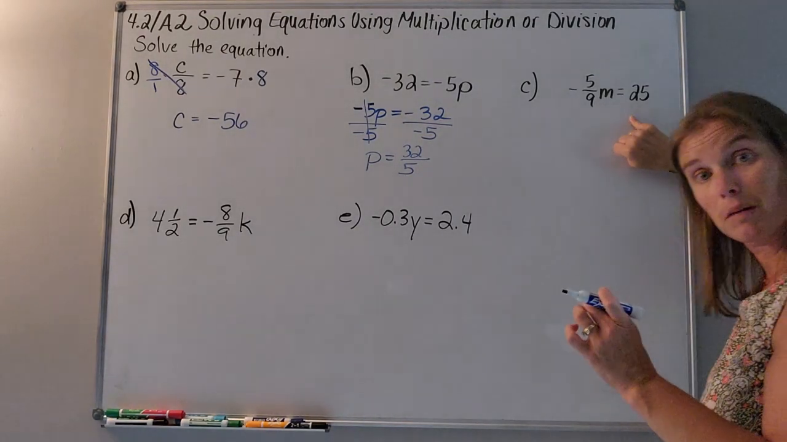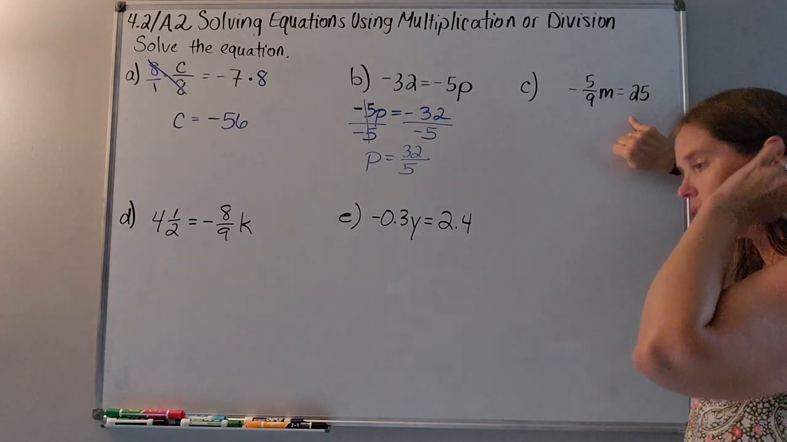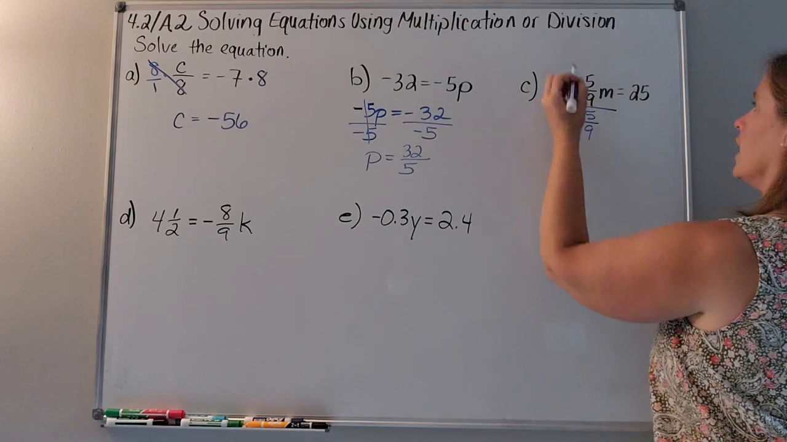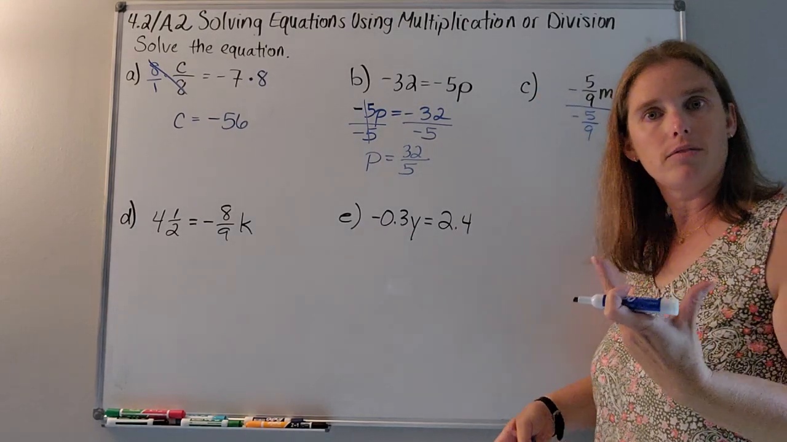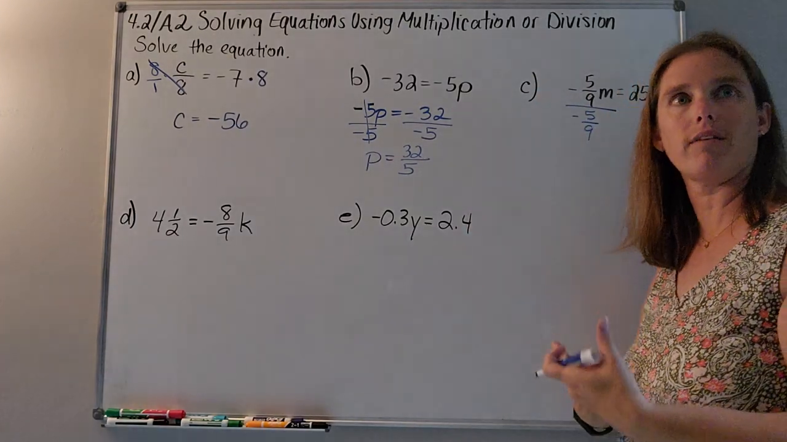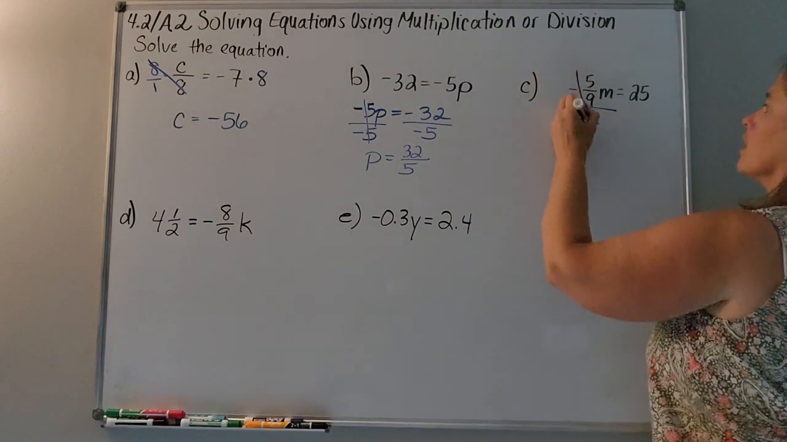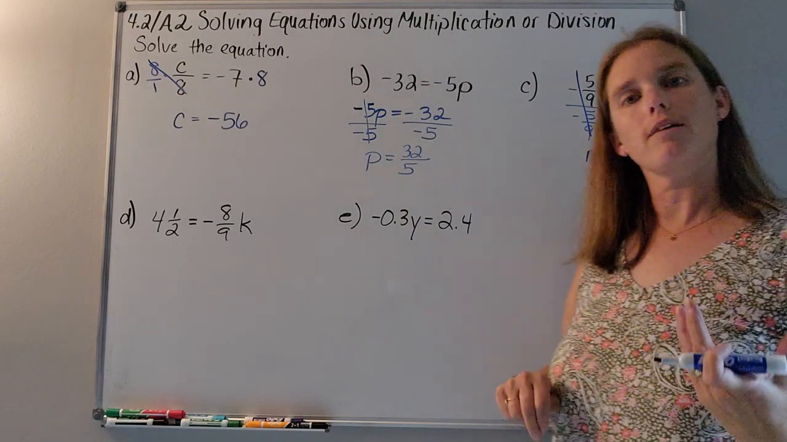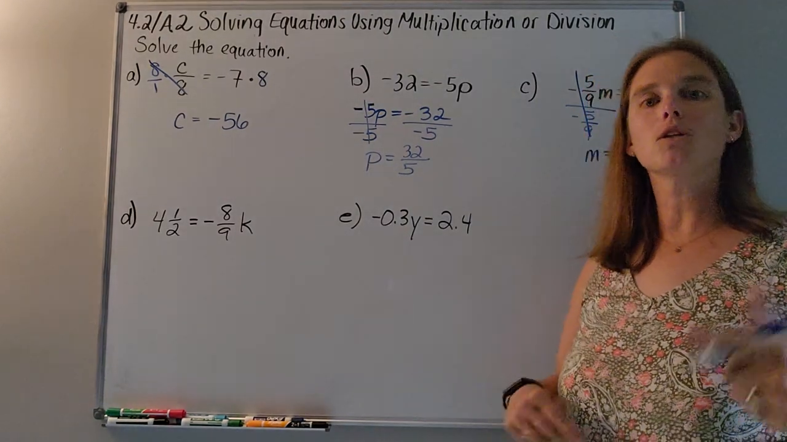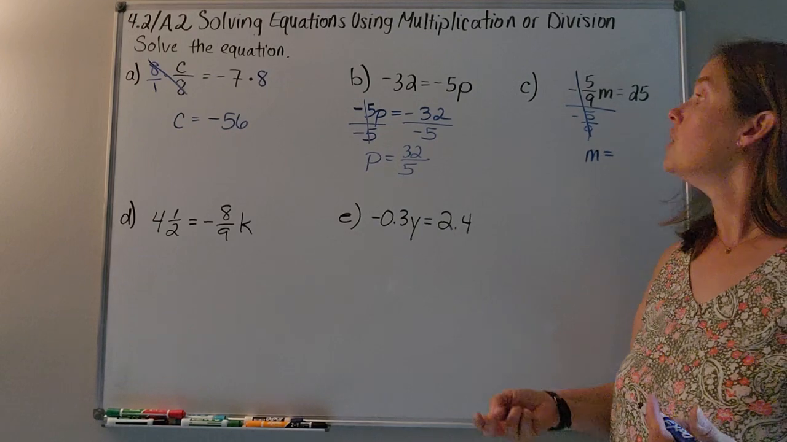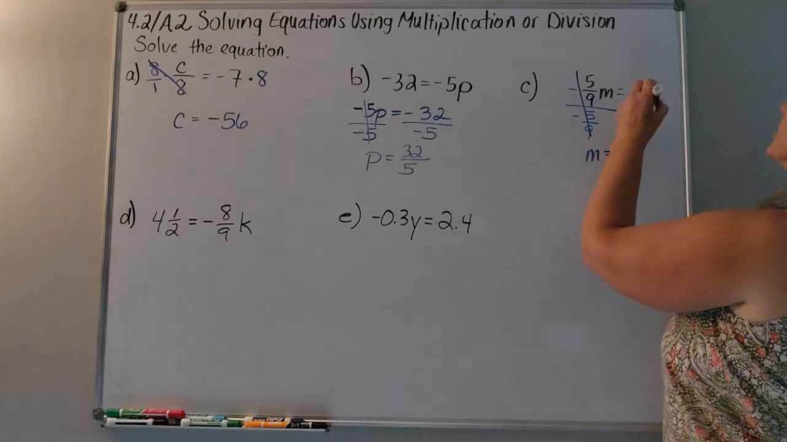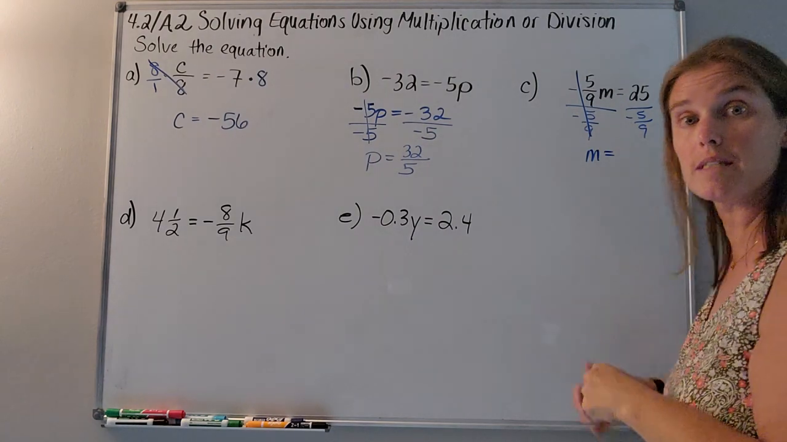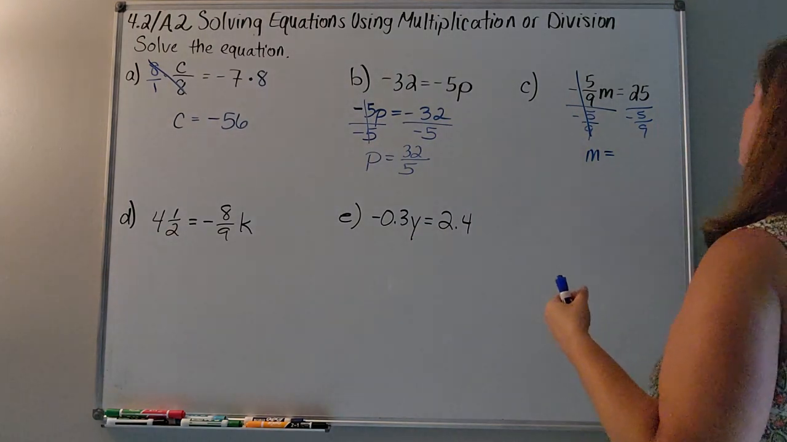All right, over here we see -5/9 m equals 25. So we see multiplication, right? So our thought is divide. I divide this side by -5/9. When you divide a number by itself, it cancels itself out, becomes 1. That leaves m on the left side. But normally we don't divide fractions. What do we do? We multiply by the reciprocal.